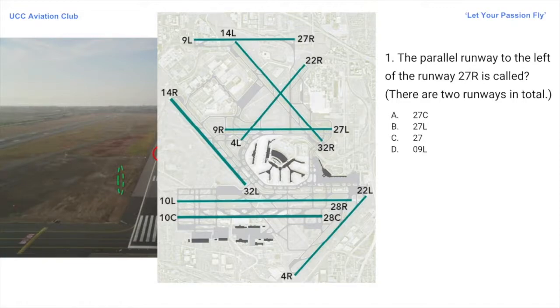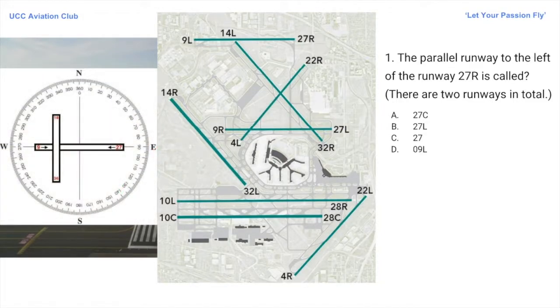But people might say, why are the numbers 27, 9, 4, 22, 32 these numbers? These numbers are not random numbers given to a runway. They have a reason and they have a background. They come from a heading compass. So the 27 here means the direction the runway heads to.